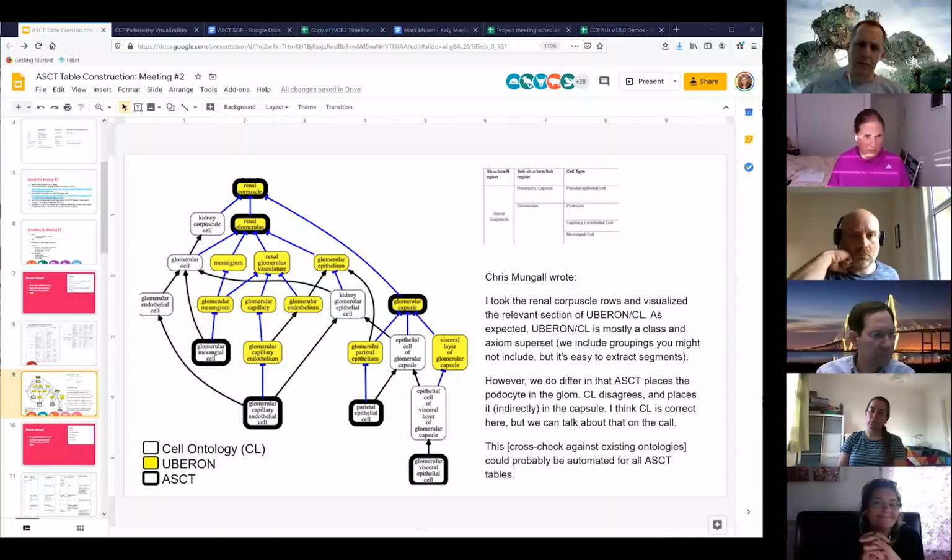But there were a couple of differences. So in the cell ontology, we had the podocyte being within Bowman's capsule, whereas over here you have it as being within the glomerulus. And so I actually opened a ticket for this in the Uberon tracker.